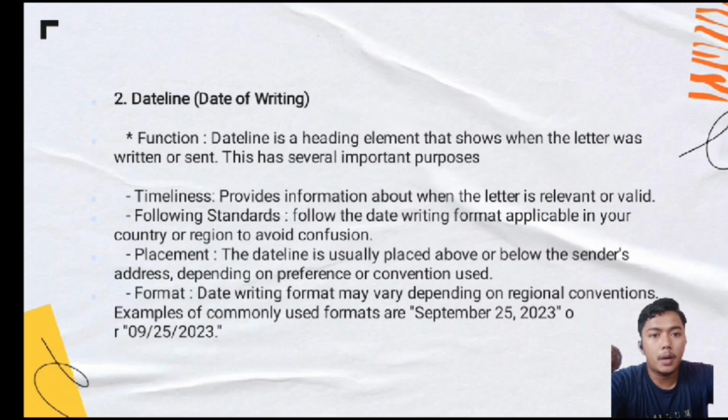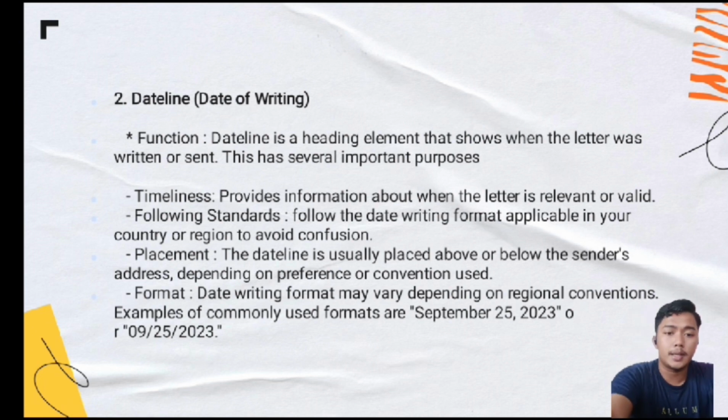Now we talk about the deadline, or date of writing. So what is the function of the deadline? The deadline is an element that shows when the letter was written or sent. This has several important purposes. The first purpose is timeliness. It provides information about when the letter is relevant or valid. The next is following standards. Follow the date writing format applicable in your country or region to avoid confusion.